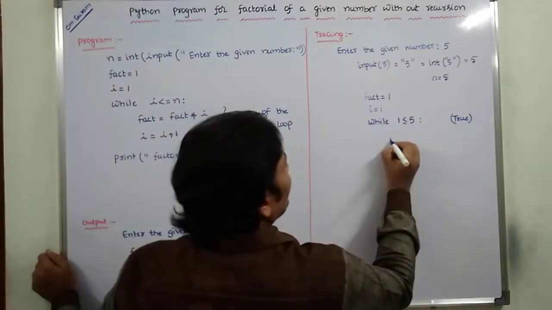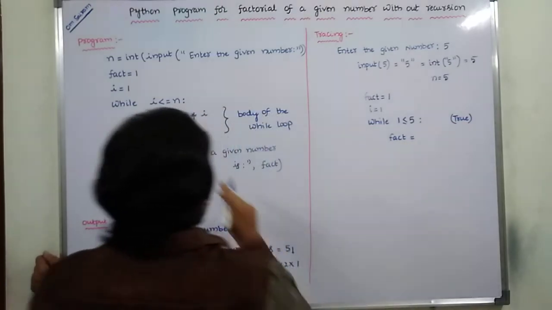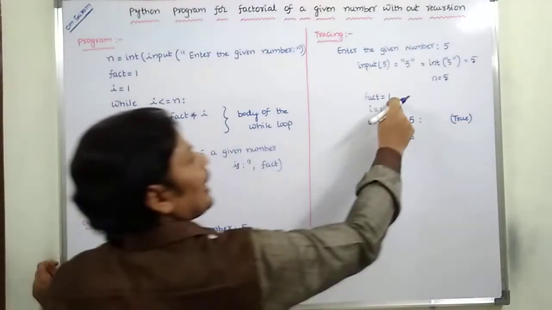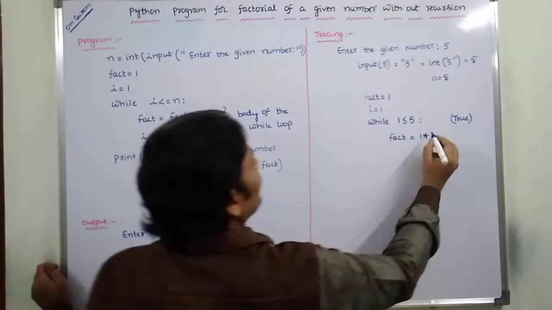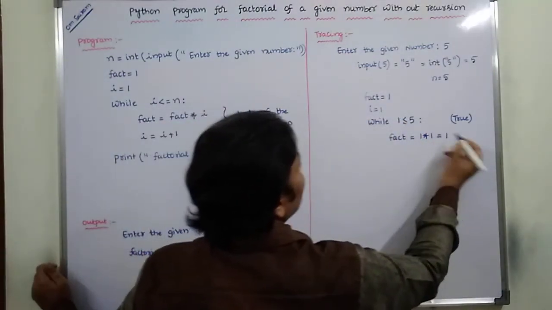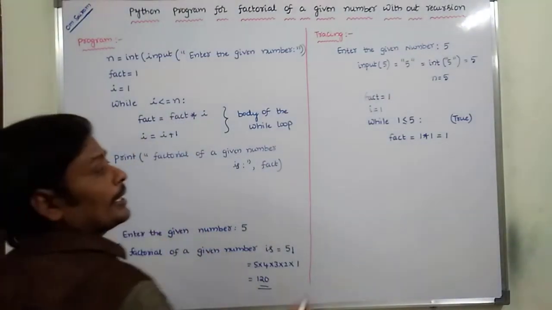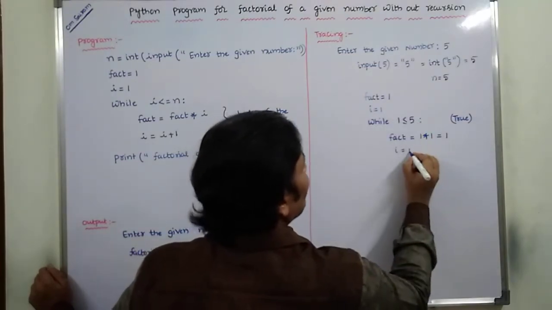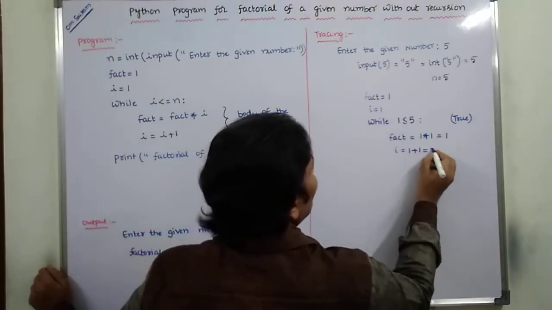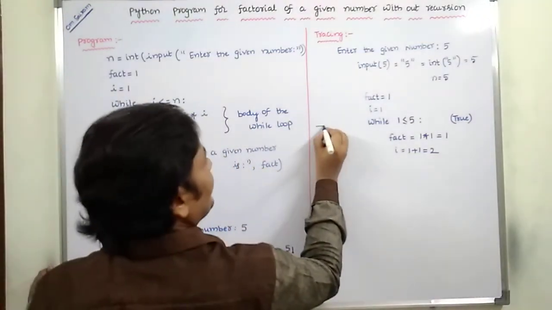So here in the body of the while loop, fact is equal to fact into i. What is the fact value? 1. And what is the i value? 1. 1 into 1, that is equal to 1. Next, the i value is incremented. i value is 1, 1 plus 1, that is equal to 2. Okay, so this is the first iteration.